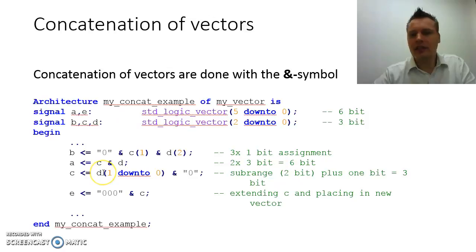Similarly, we can dig out ranges, so 1 down to 0, and then concatenate with 0. So that's still a 3-bit reassign. We can also append bits in front of a vector in case we want to extend the vector into a new construct. So that can come in handy.